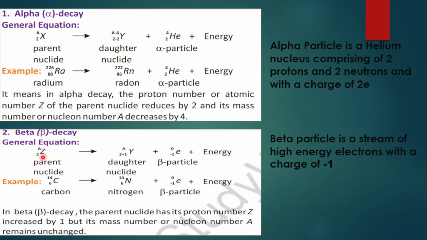And second, we have beta decay. When a beta decay occurs, the atomic mass of the parent nuclide remains unchanged. Meanwhile, its atomic number is increased by 1 with the release of a beta particle and energy. For example, a carbon-14 isotope can be turned into nitrogen with the release of a beta particle and energy. A beta particle is a stream of high energy electrons with a charge of -1. As you can see here, the beta particle has a -1 charge.